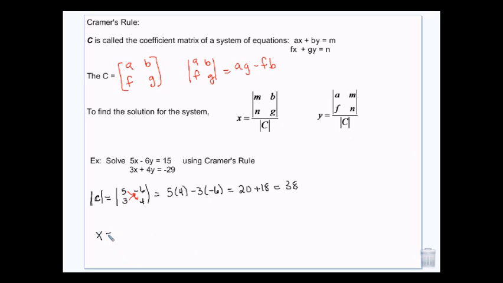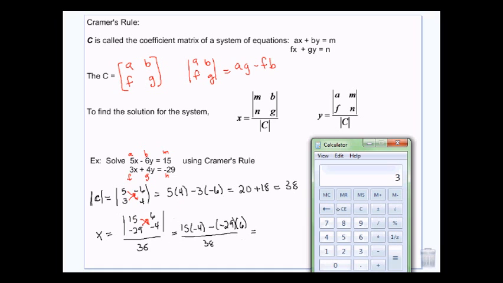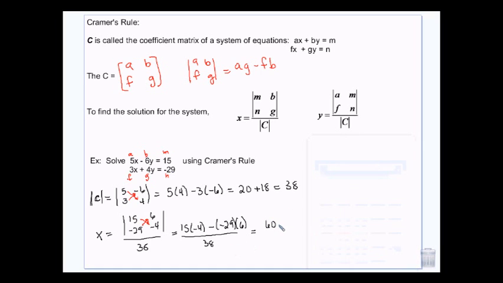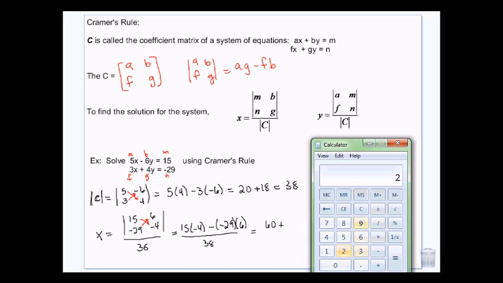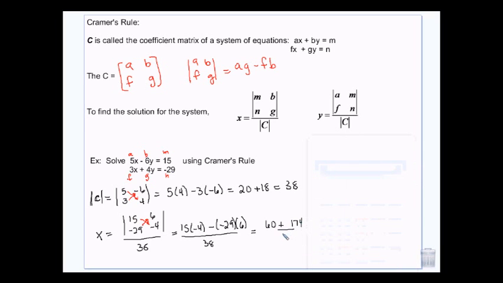Okay. To find x, I'm going to take the determinant. This is M and this is N. So here, this is A, this is B, and this is M. This is F, this is G, and that's N. To find x, I put the M and the N, and I keep the y's. I found C already, that's 38. So I cross multiply these. I have 15 times -4 minus -29 times 6, divided by 38. So I have 60 plus 174 divided by 38.